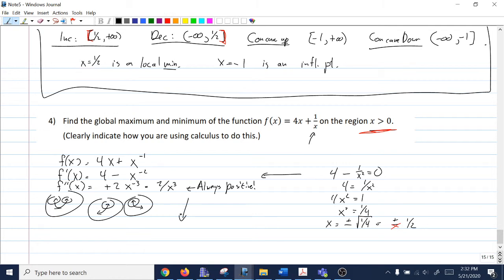The second derivative was positive. Always. So any critical point is a max. Wait, hang on. Concave up is a global min. So we have a global min at x equals a half. We have no max.